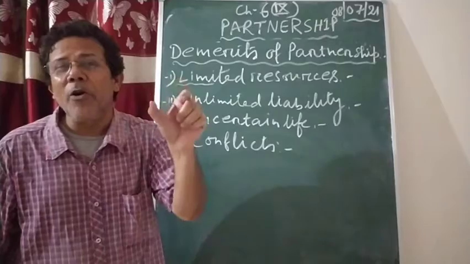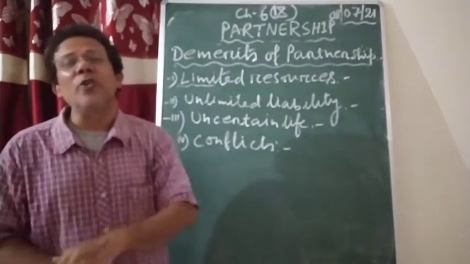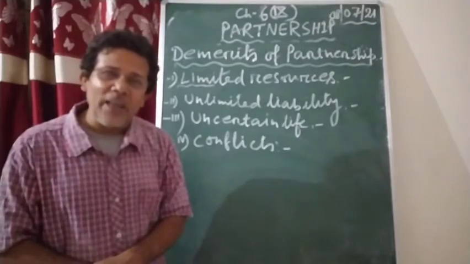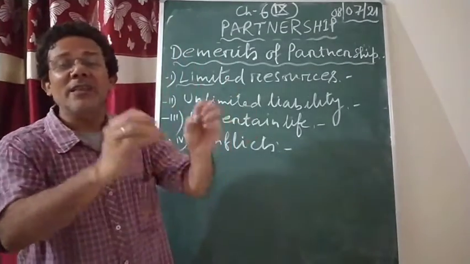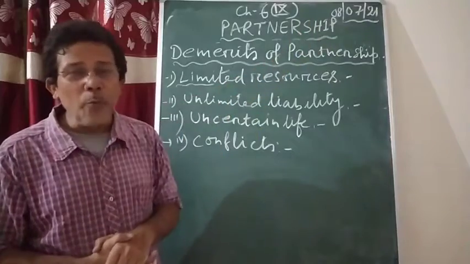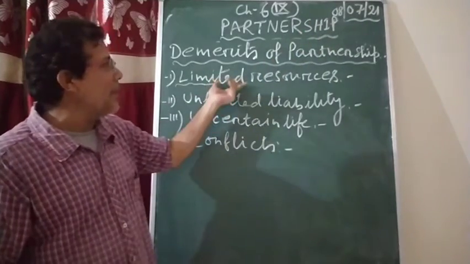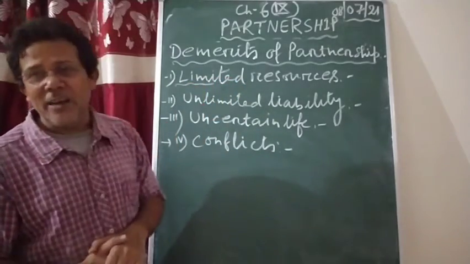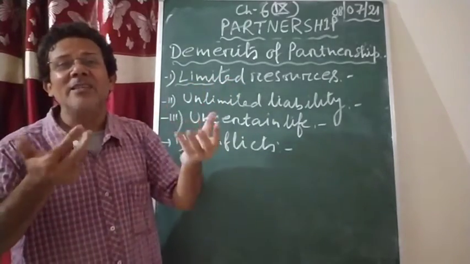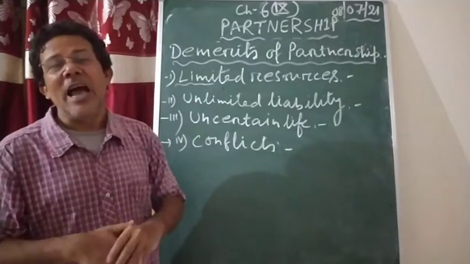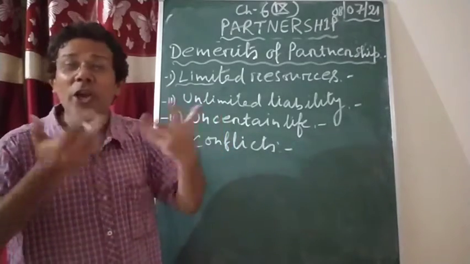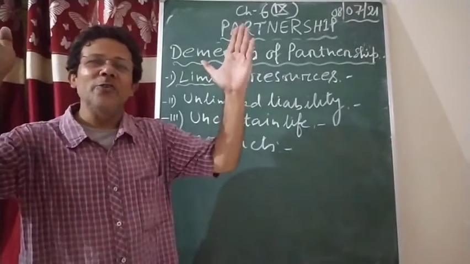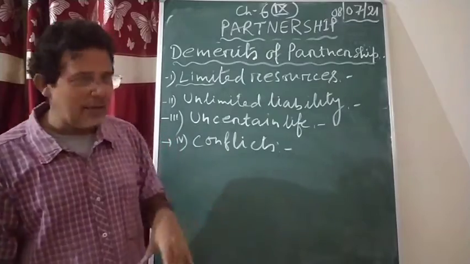When only a fixed number of partners can contribute the capital in a partnership business, definitely in comparison to other businesses except sole proprietorship, the capital resources will be less or limited, because a limited number of partners are there in partnership business and only the limited number of partners are contributing the capital to the business. That is why the resource is limited. I hope it is clear to you.